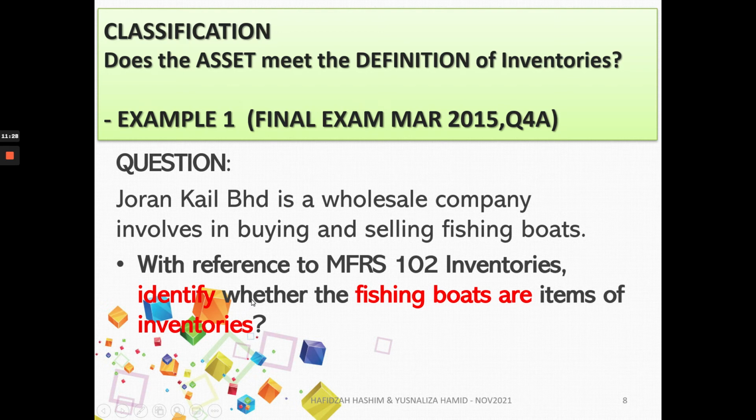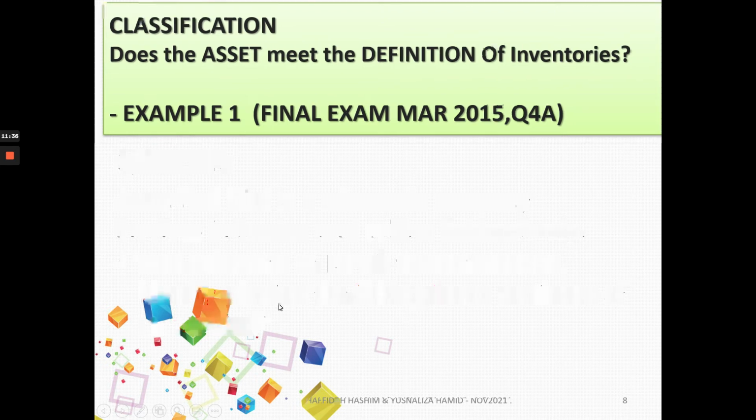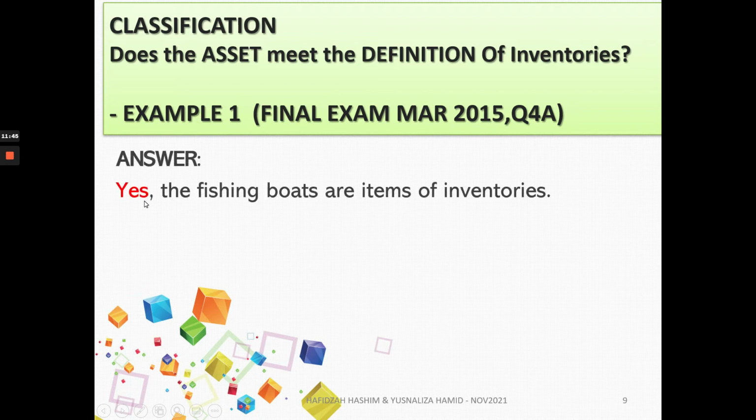So we need to identify, and when you identify, you also need to look at whether or not the fishing boats meet the definition of inventories. So the issue is, does the asset, fishing boat, meet the definition of inventories? If you look, yes, the fishing boats are items of inventories.